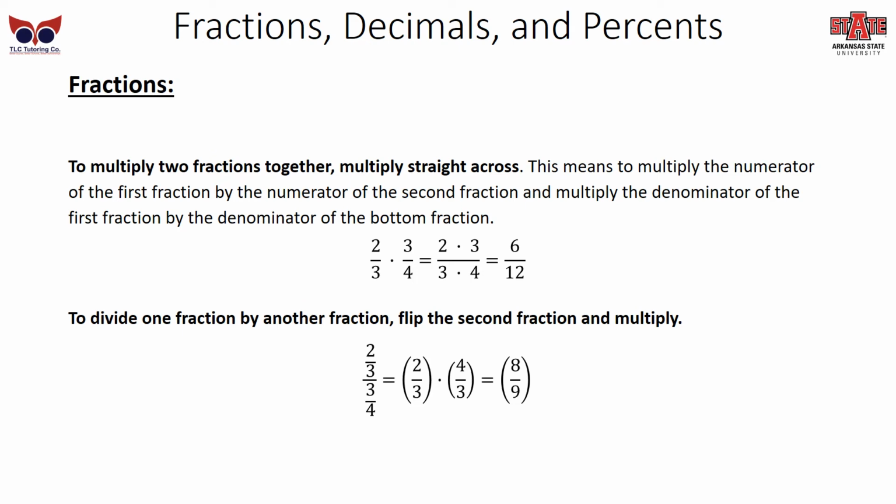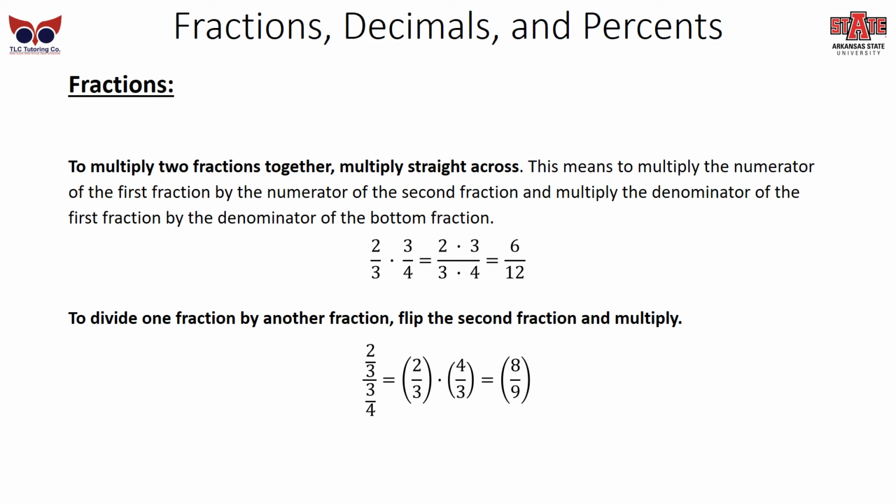Now, if we want to multiply two fractions together, we're going to multiply straight across. You're going to multiply the numerators and multiply the denominators. So in this case, 2/3 times 3/4, it's going to be 2 times 3, which is 6, and 3 times 4, which is 12. Now we're not going to simplify, but that's how we would do it.